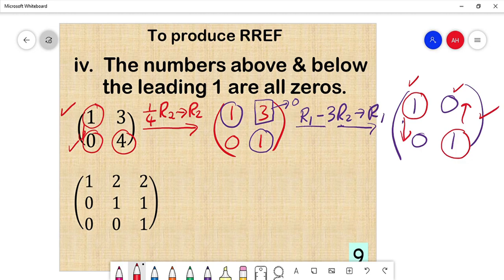Let's see, for matrix number 2 we have 1, 2, 2, 0, 1, 1 and 0, 0, 1, and see the leading one for row number 1 is this. Below it 0. All these numbers are 0. Good enough for the leading one in row number 1.